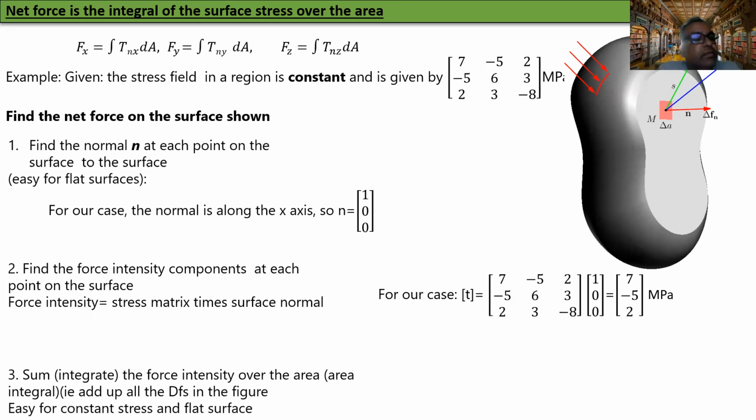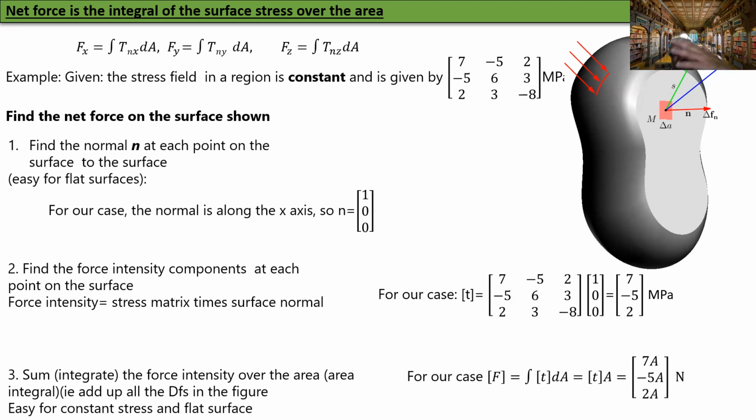And then sum or integrate the force intensity over the area. Okay, so what it means is that I am going to integrate this. This is fairly easy because the forces are constant and the area is A. So I will get 7A, 5A, 2A newtons. This is how it works.